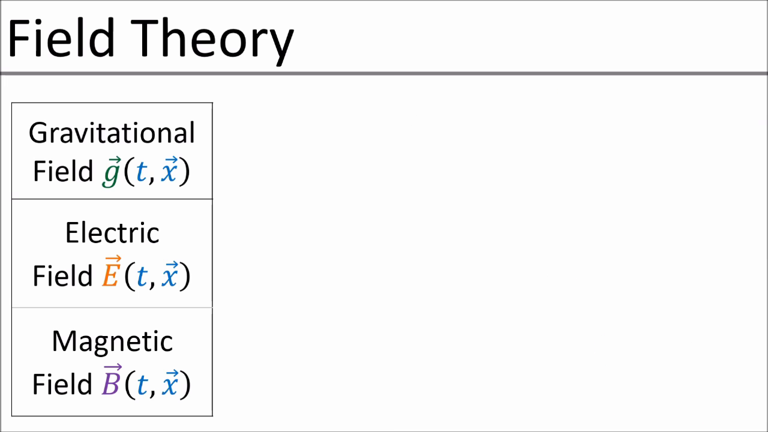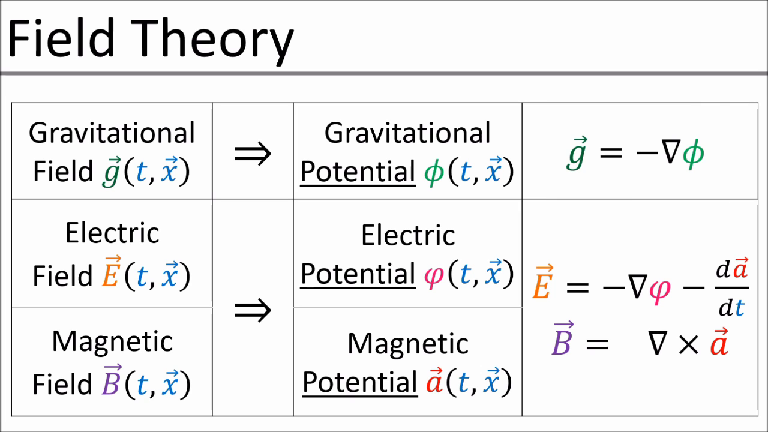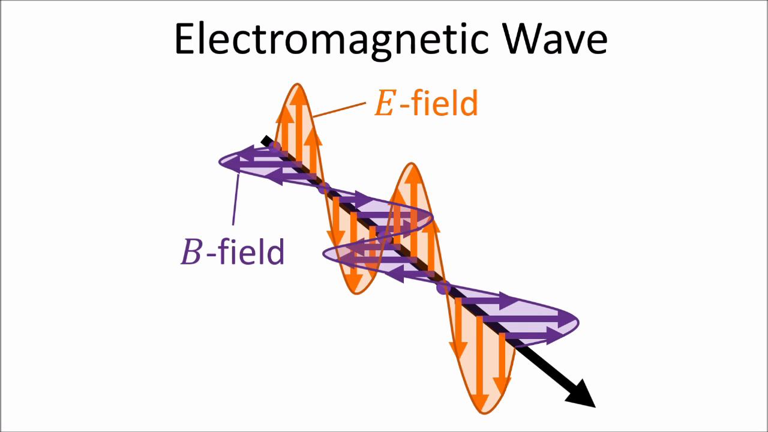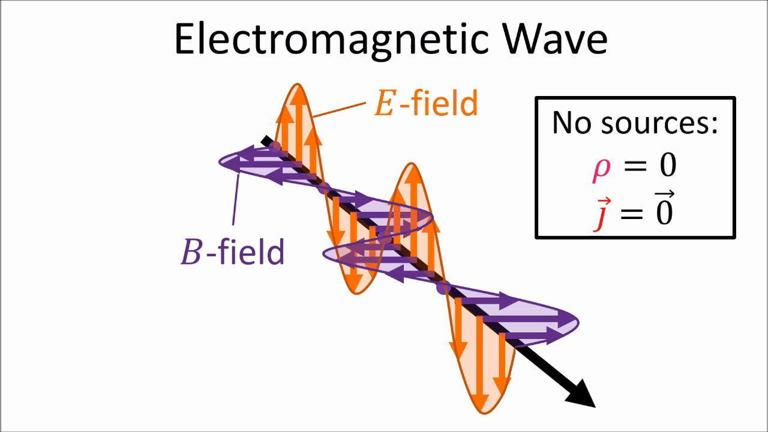Fields can be further abstracted to potentials, which are also defined everywhere in space and time. We can derive the fields related to forces by taking derivatives of potential fields. We can even find that these fields have a life of their own. For example, the electromagnetic field can carry energy through space, in the absence of any sources such as electric charges or current. These electromagnetic waves are what light is.